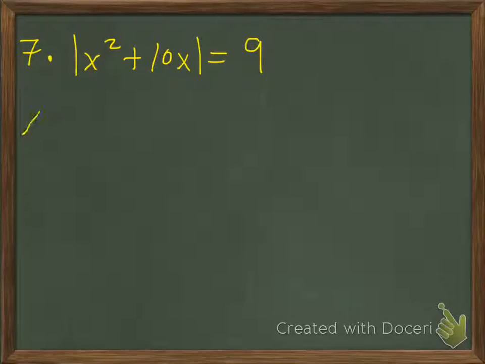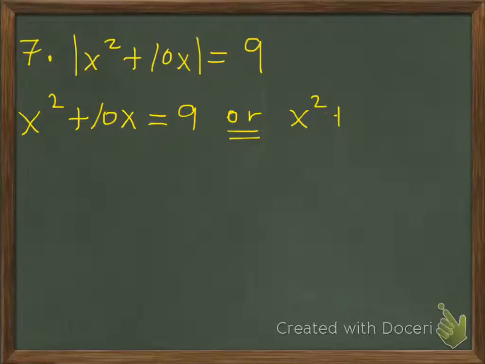Okay, so absolute value is the distance from 0, so we can have two possibilities. We can have one for the positive direction, one for the negative direction. So that means we drop the bars, and we either have x squared plus 10x is equal to 9, or x squared plus 10x is equal to negative 9. Okay, from there, these are both quadratics. We're going to set them equal to 0 and cross our fingers that they factor.